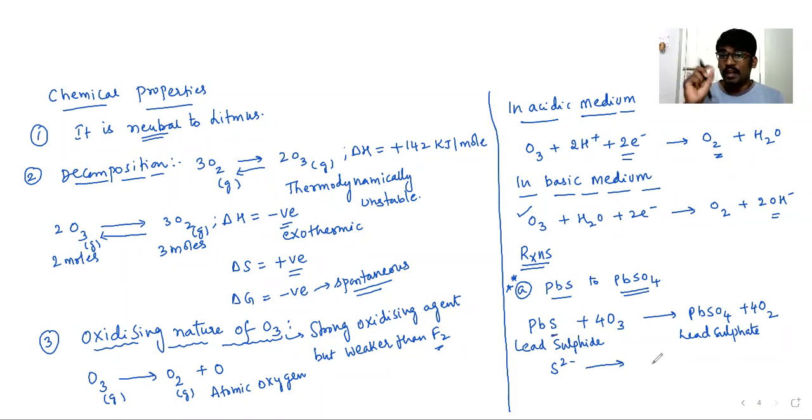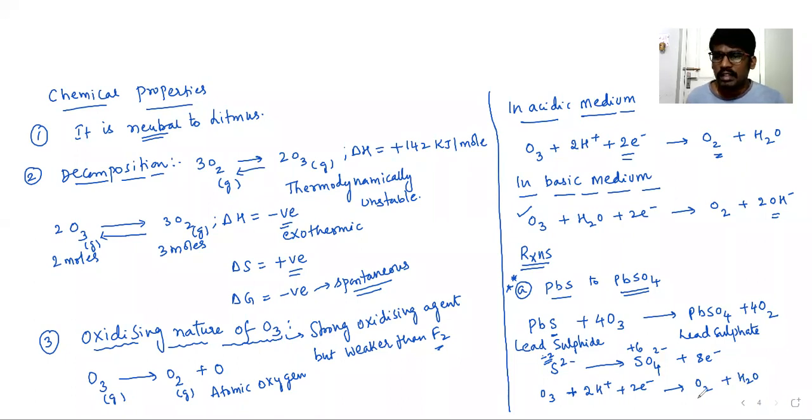For one reaction, we can write S2- can be changed to SO4 2-. The oxidation number of sulfur here is -2, here it is +6. -2 has been changed to +6, by loss of 8 electrons. By loss of 8 electrons only. Now, if you observe the reaction there itself, O3, S2- we have already given. Yes or no? Then O3 can be written as, that's the top reaction only I'm writing, 2H+ and 2 electrons giving rise to O2 and H2O.